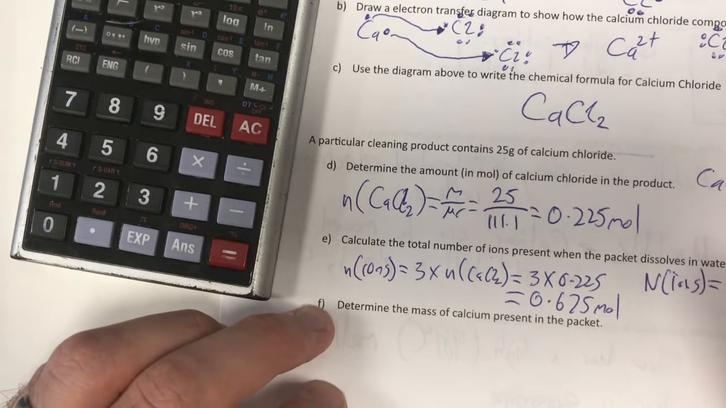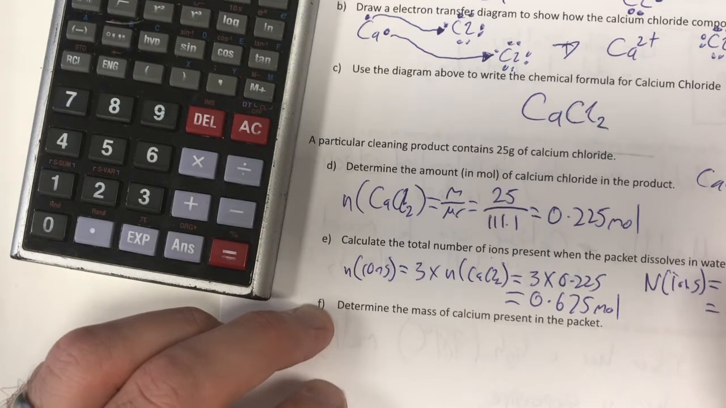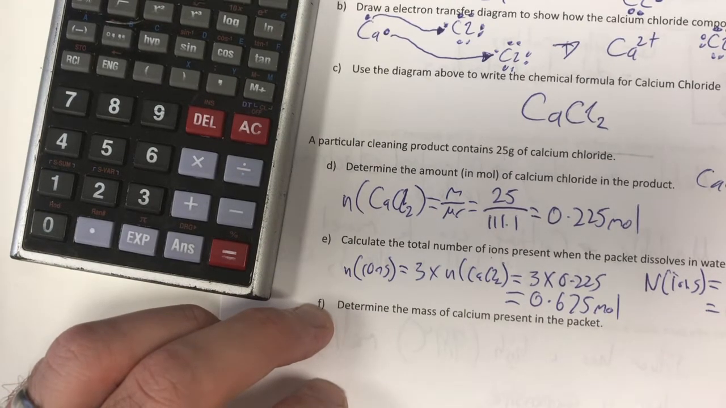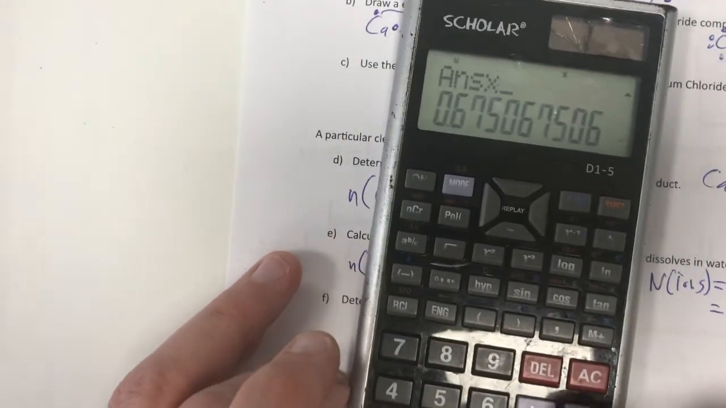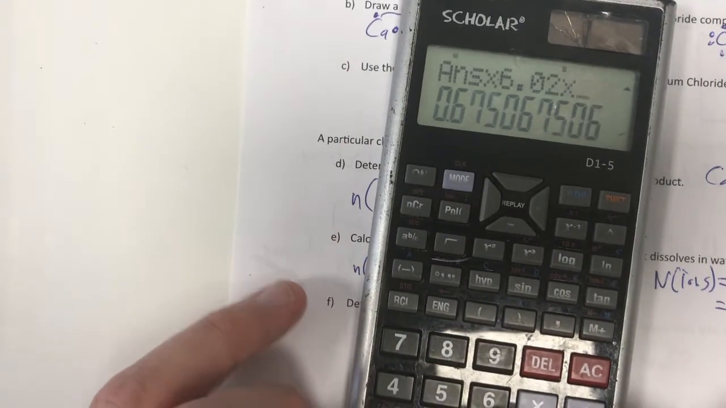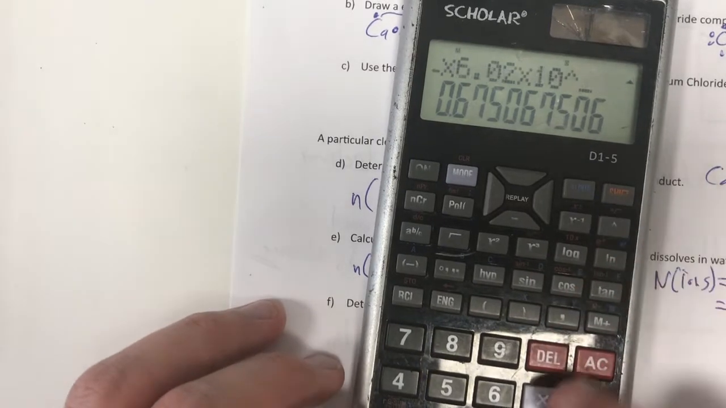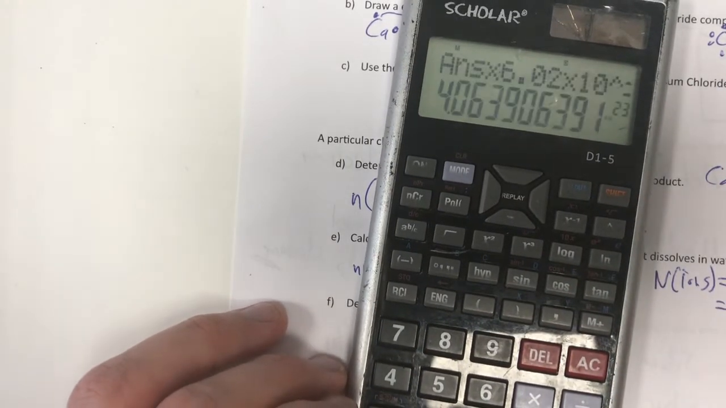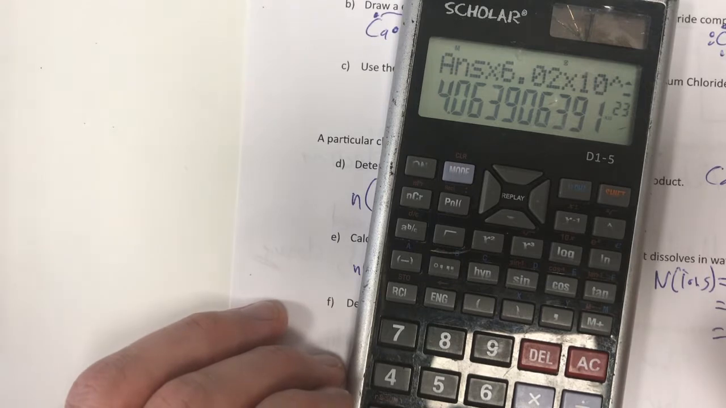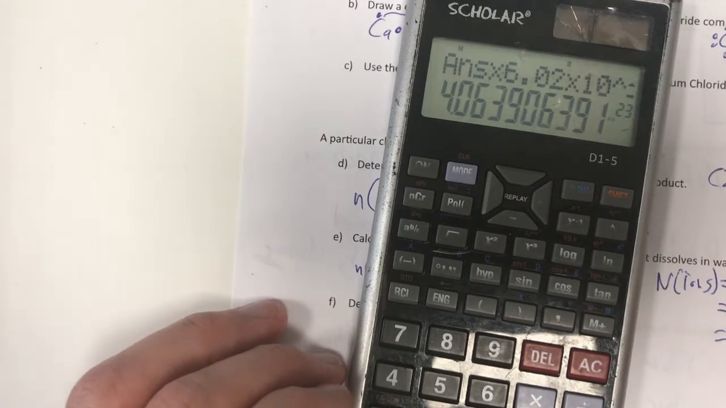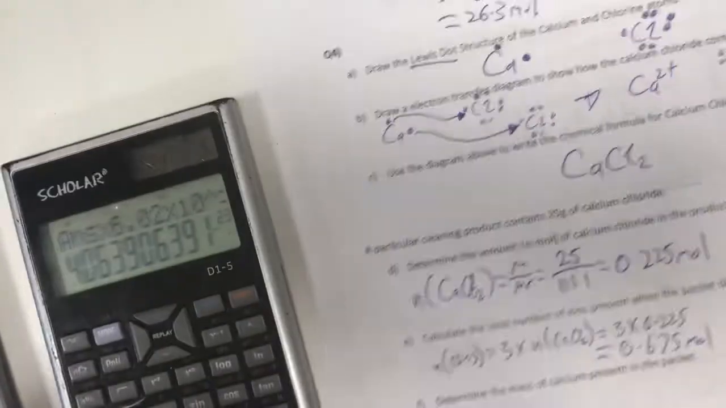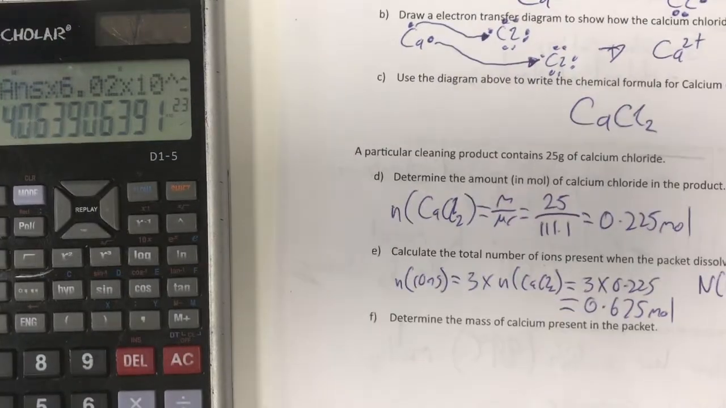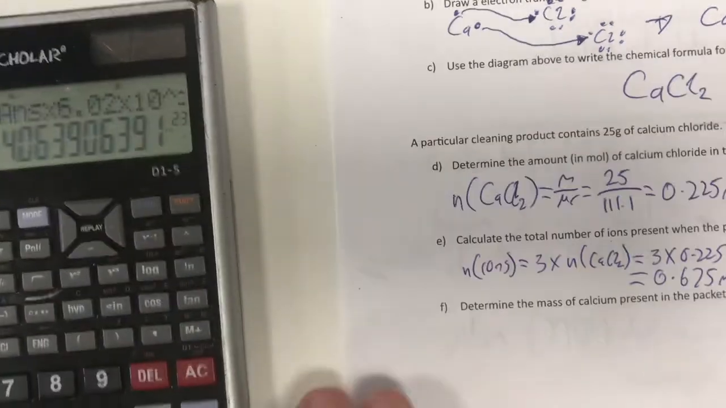Now it asks for the total number, so I then need to get capital N of ions, which means I take my number of moles times it by my Avogadro's number, 0.675 times by 6.02 times 10 to the power of 23. And then I do that, get my answer, times by 6.02 times 10 to the power of 23. And I get 4.06 times 10 to the power of 23 ions. That's how many ions there are in my thing.